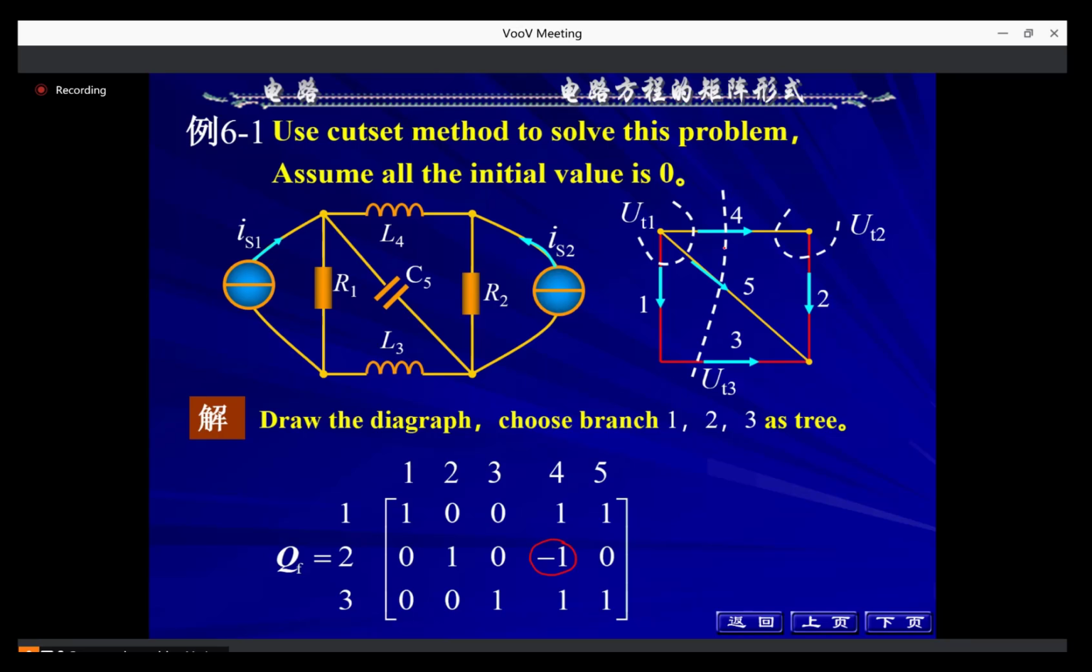For the cut set 3, this A part, this B part, the branch 3 flows from A to B, and branches 4, 5 also flow from A to B, so they are all positive. So pay attention to the direction of the cut set. The direction of the cut set defines the positive or negative of these components. And this part will be the unit matrix.